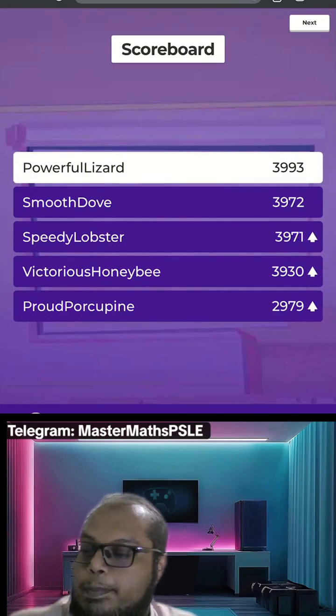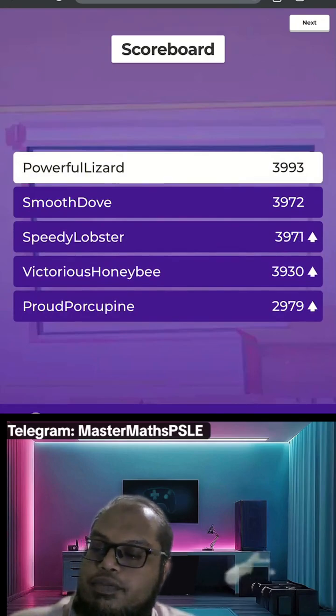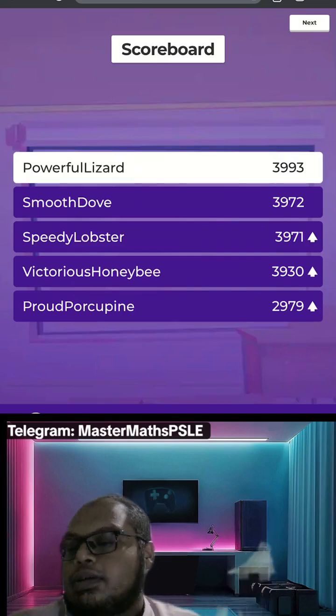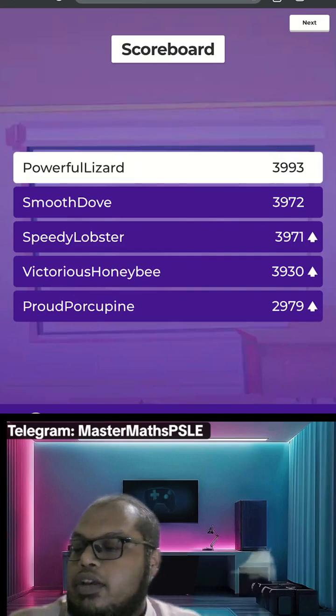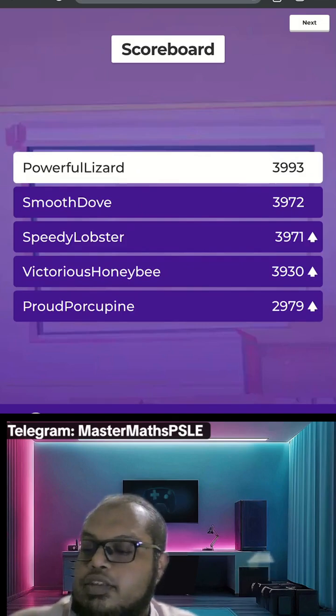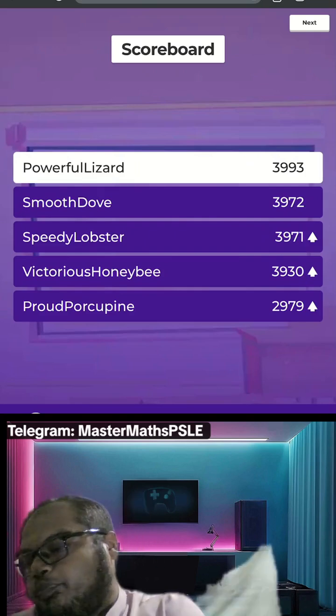Okay, so we got the powerful lizard and smooth dove still at the first two spots. Powerful lizard is slightly slower but still maintaining the lead. Second place is smooth dove, and third place, just 1 point behind, is the speedy lobster.